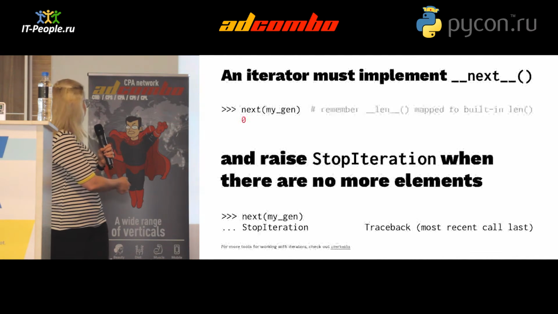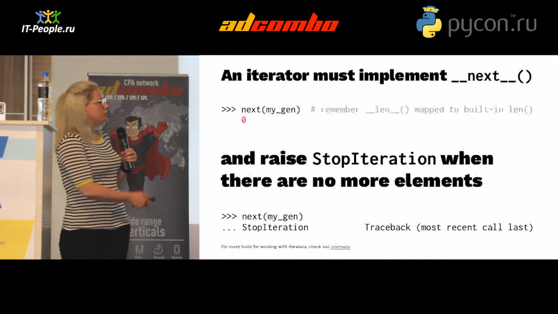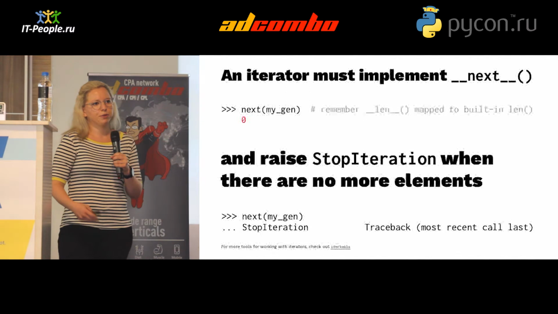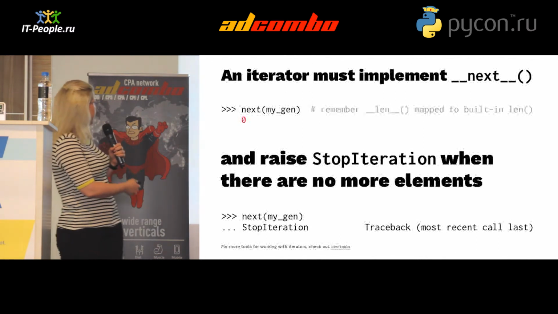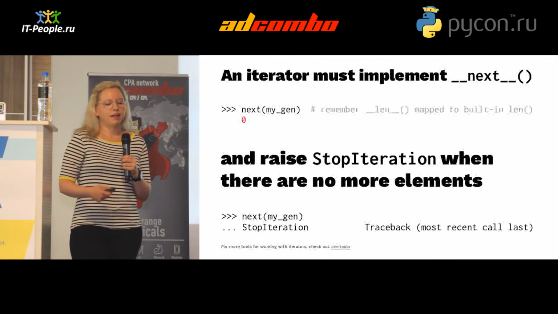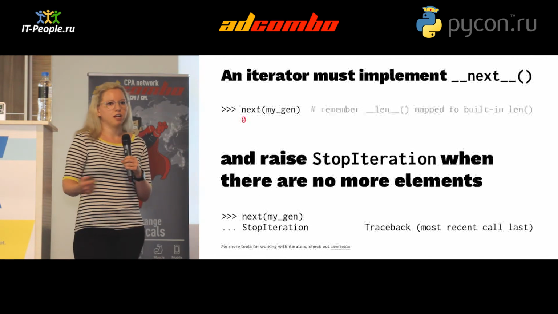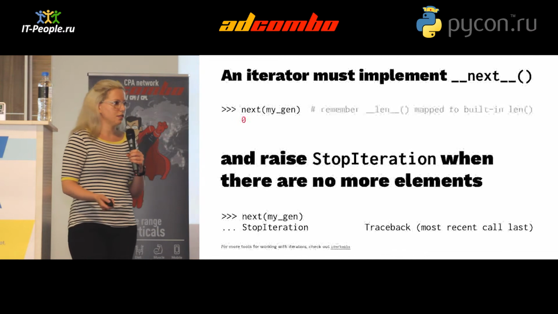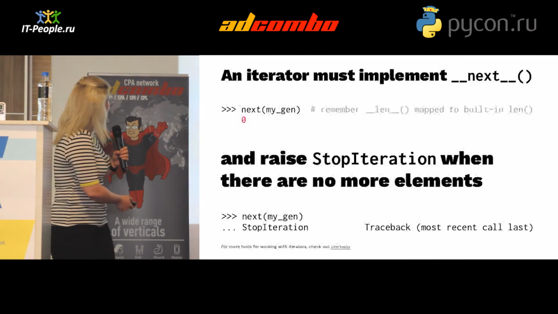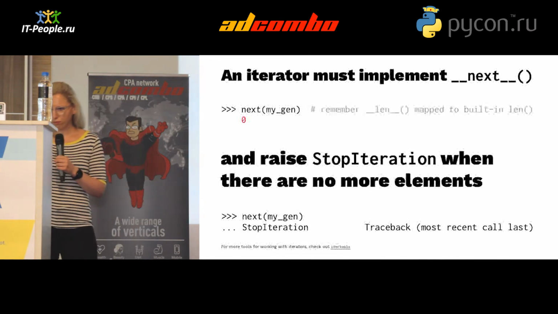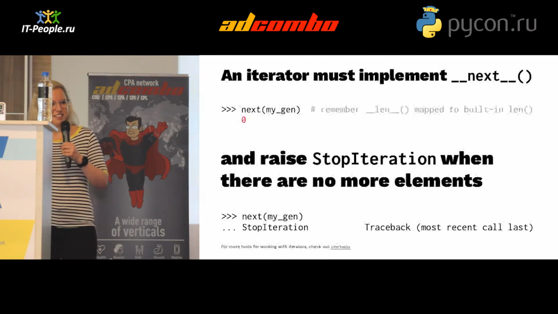So that's pretty cool. And that works because remember how dunder len was mapped to that built-in len function? That's kind of the same bit of functionality here. And that iterator needs to raise a StopIteration when it's exhausted. And look at that. Our generator raises StopIteration. So pretty cool. In this case, the generator is the iterator.